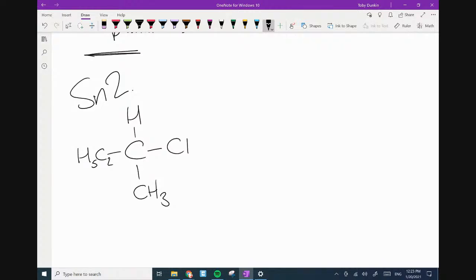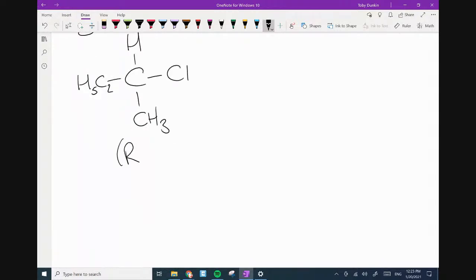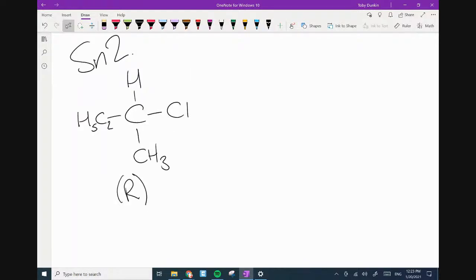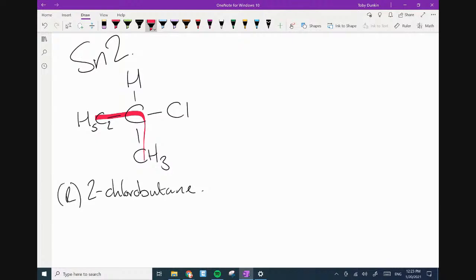Winkit, R or S, please. R. Okay? Winkit chooses pure R. Julian, name it, please. Butane? Butane, yes. Longest chain? 2, 3, 4. Forgot what 4 was.